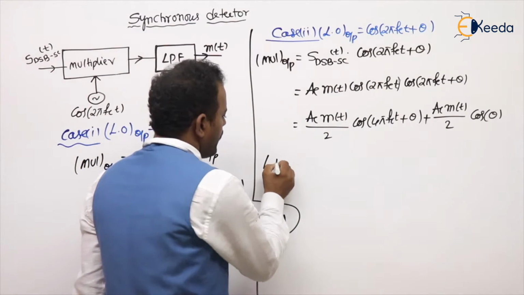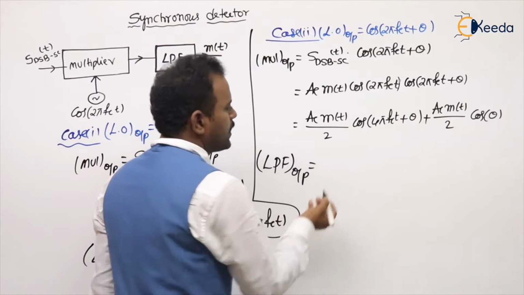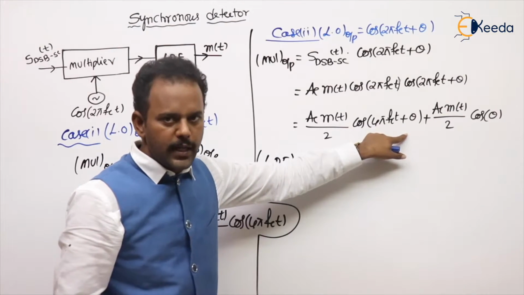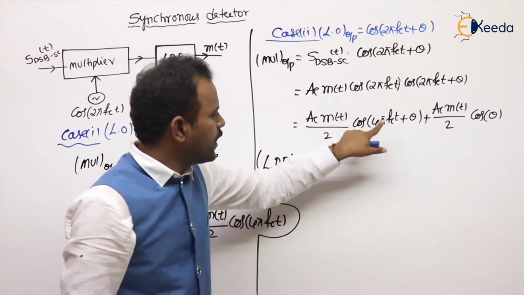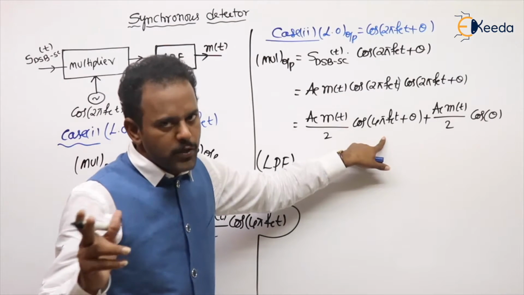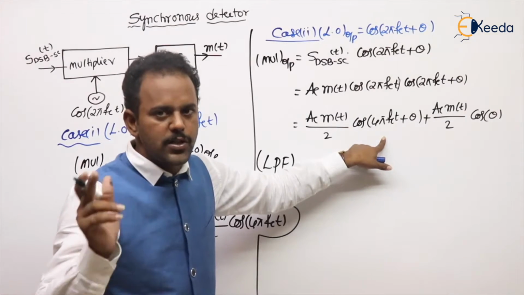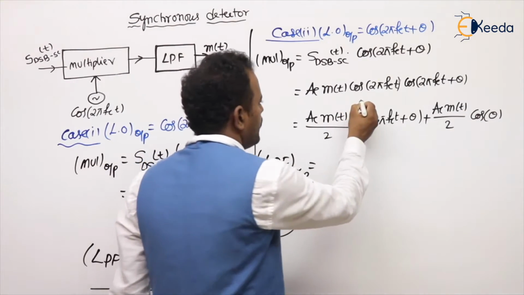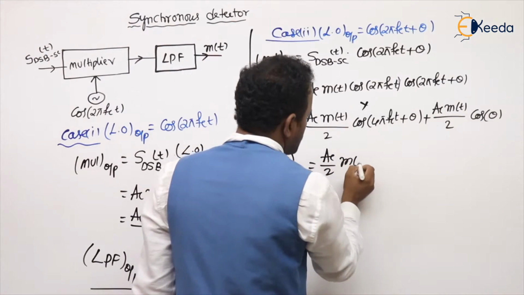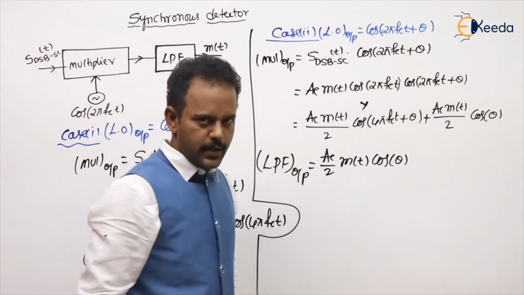This is given to where? Low pass filter. What is the low pass filter output? If you see the first term, m(t) into cos(4πf_c t + θ), so m(t) is shifted to 2f_c, from 2f_c − ω_m to 2f_c + ω_m. Very high when compared with the low pass filter cutoff frequency ω_m. So blocked. The second term, of course, A_c/2 into m(t), is passed. It's a constant cos θ, variable constant.